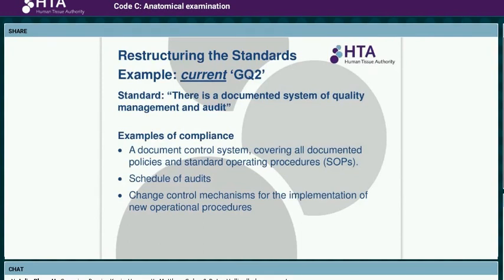So if we take GQ2 as the example here on the slide, the standard is: there is a documented system of quality management and audit, and below that there are 3 examples of how you can meet that standard, the things that we're looking for you to demonstrate.